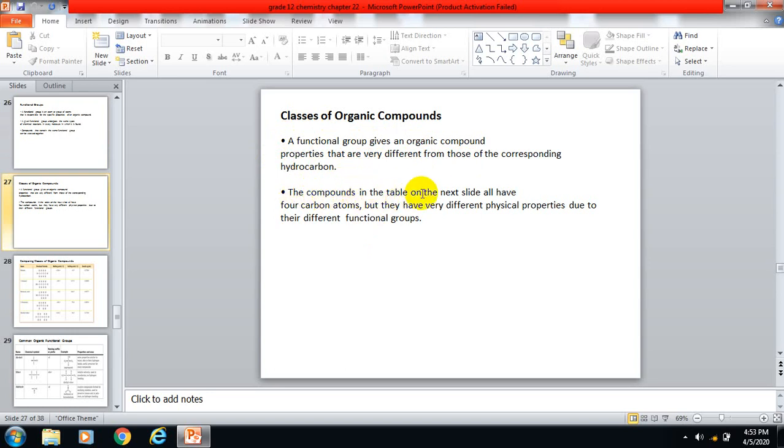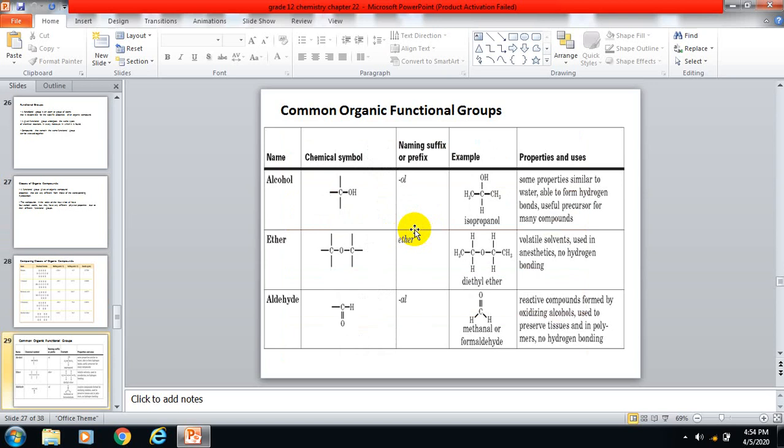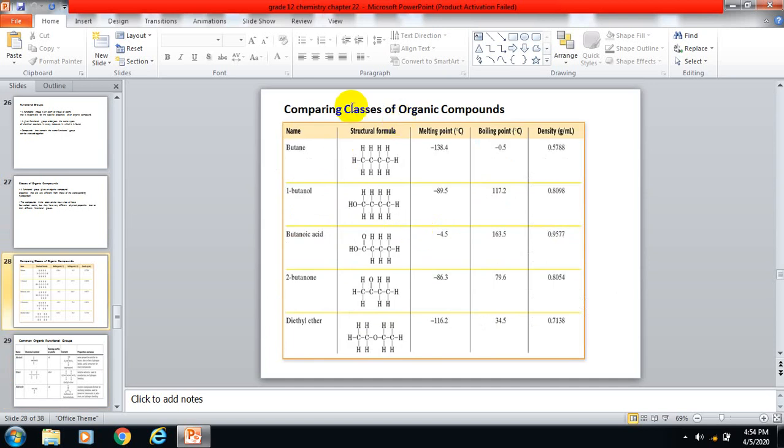The compounds in the table on the next slide all have 4 carbon atoms, but they have very different physical properties due to their different functional groups. It seems like 4 carbon atoms, but due to their structure, they give you different properties because of their different functional groups. Okay, we have comparing classes of organic compounds.